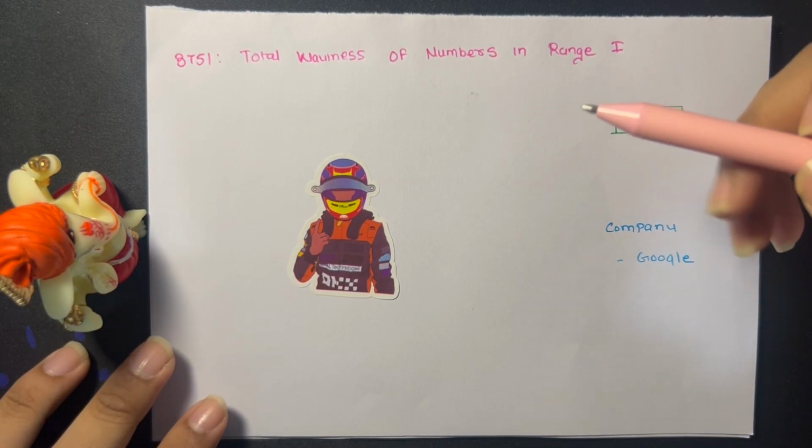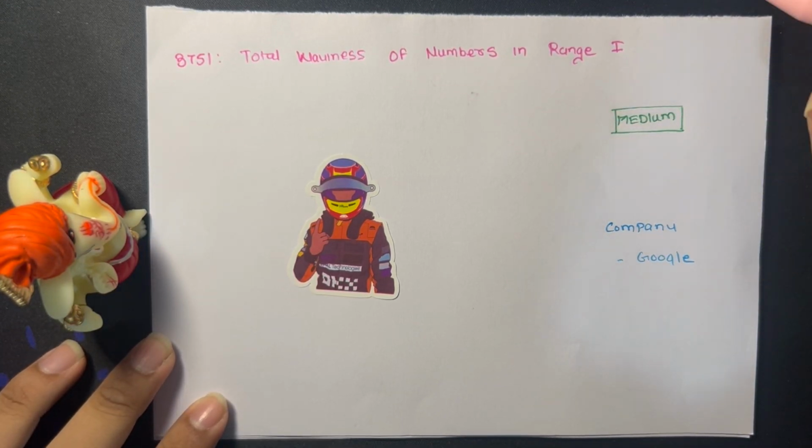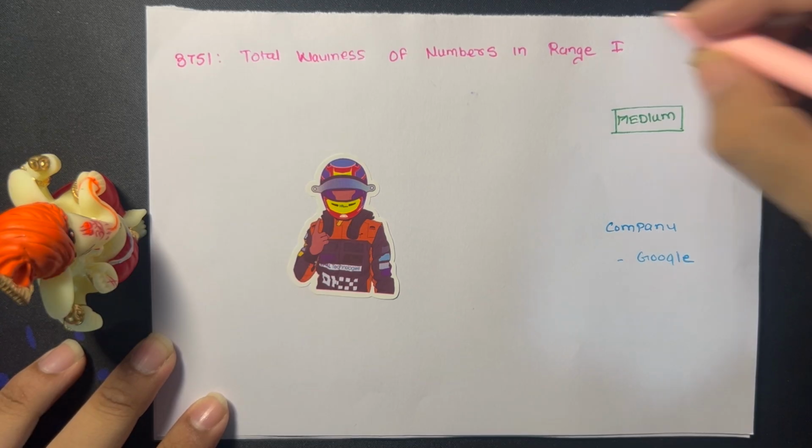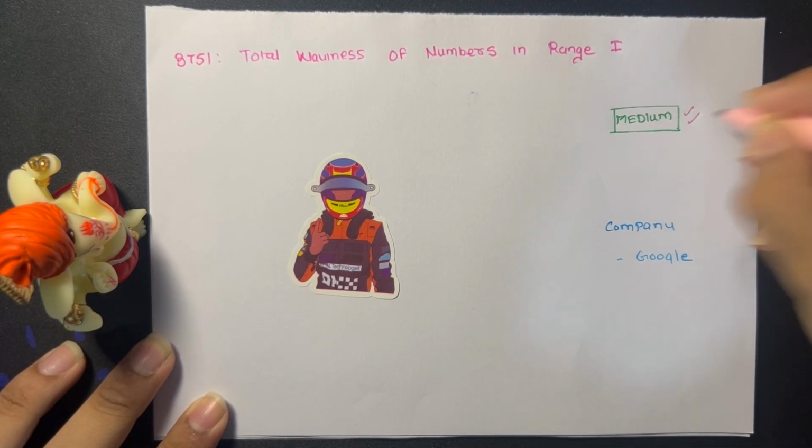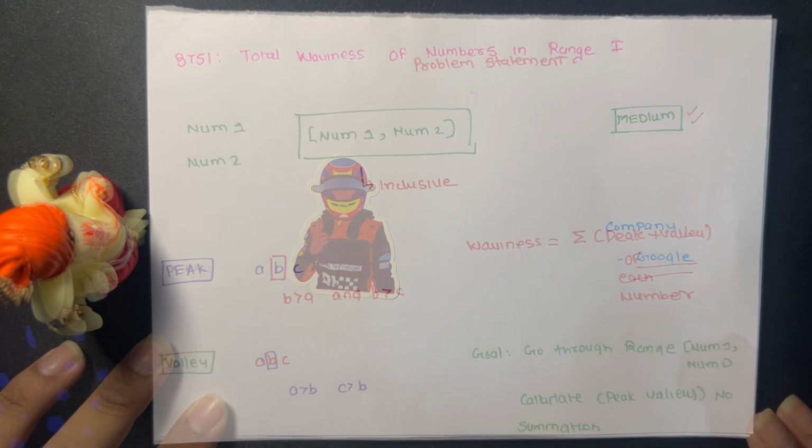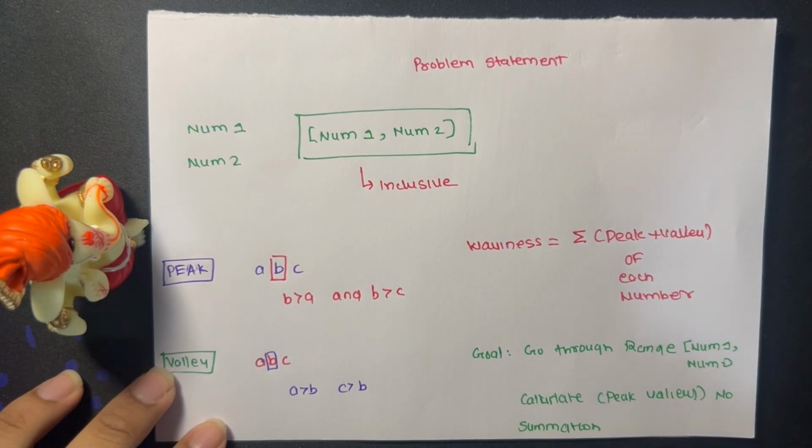So today's LeetCode question 3751, total waviness of a number in range. First part is a medium level question and it has been asked in Google. Okay, let's go through the problem statement.